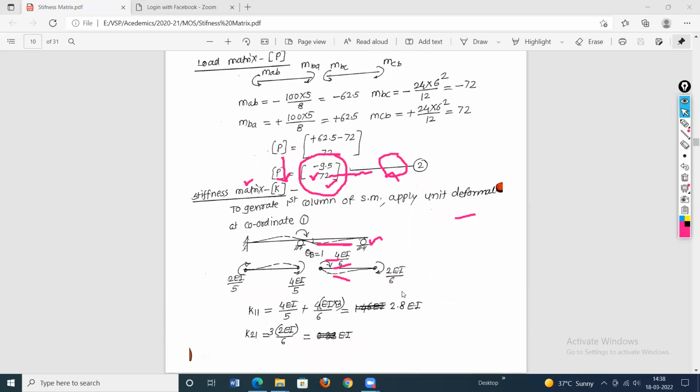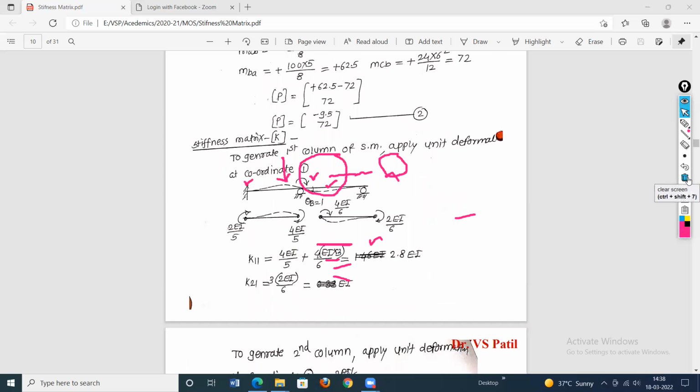Then generate the stiffness matrix. Now I will not explain this stiffness matrix because in my previous videos, part number 3 and part number 2, I have explained in detail how to generate the stiffness matrix. This is just a continuation. The only change in this part is that there is a different moment of inertia. In part 2, the moment of inertia is 3I.